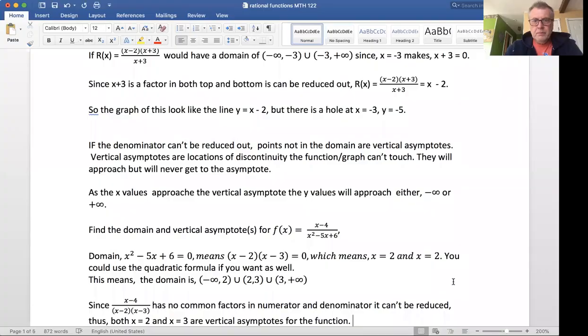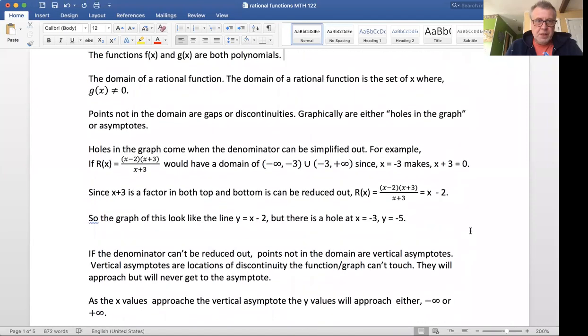I sent out a handout on rational functions last time. So let's take a look at that handout. So let me share that screen with you. And this is what I sent out to you. Taking a look at this, let me go up to the top.